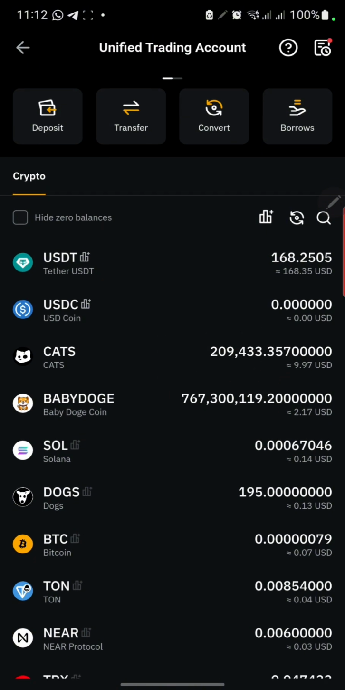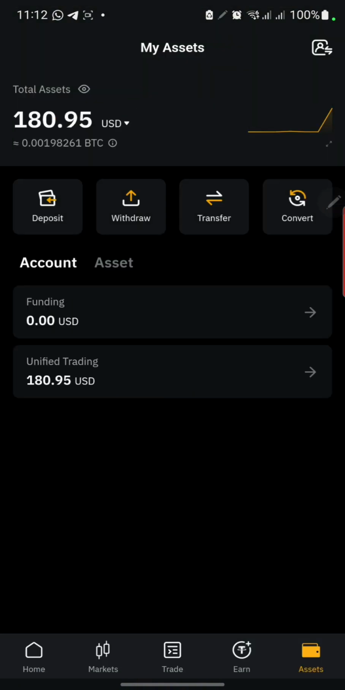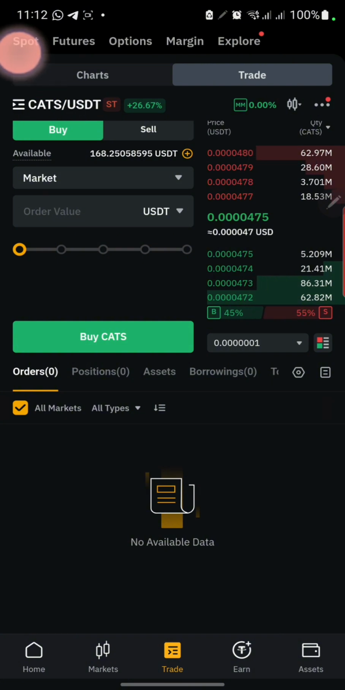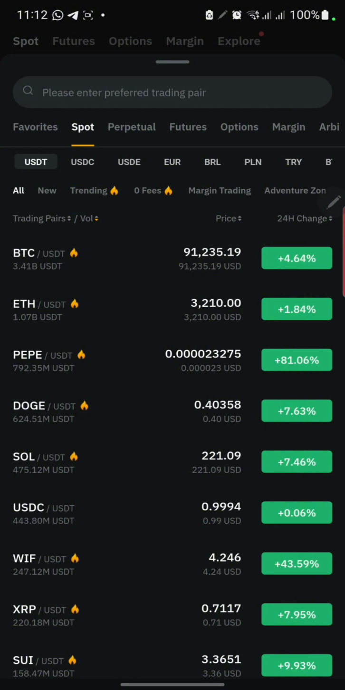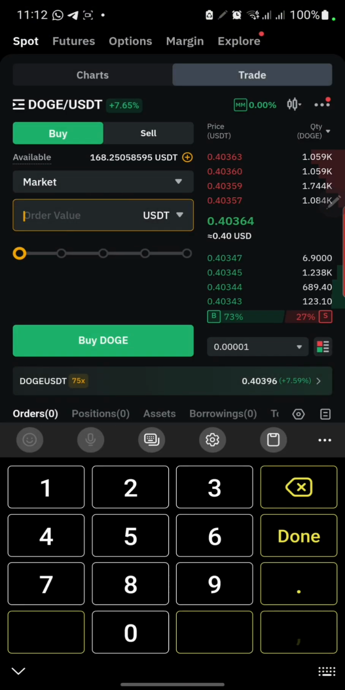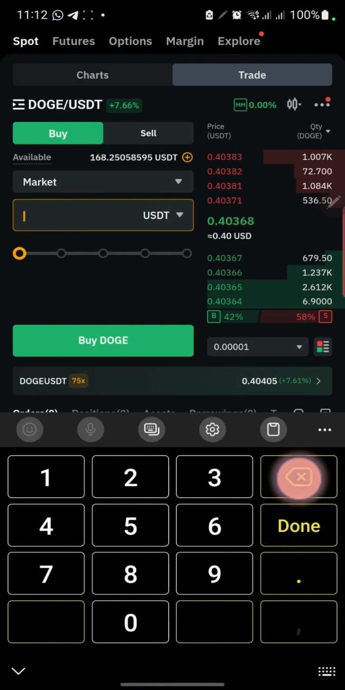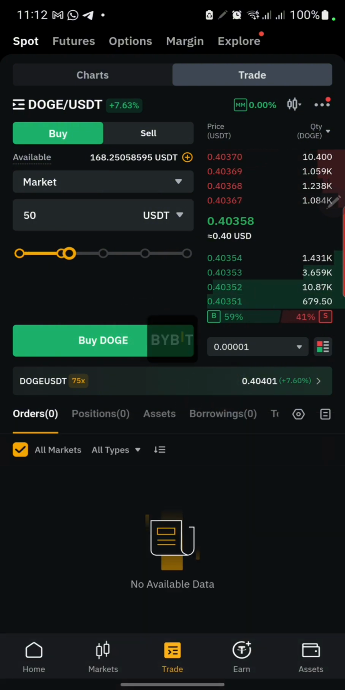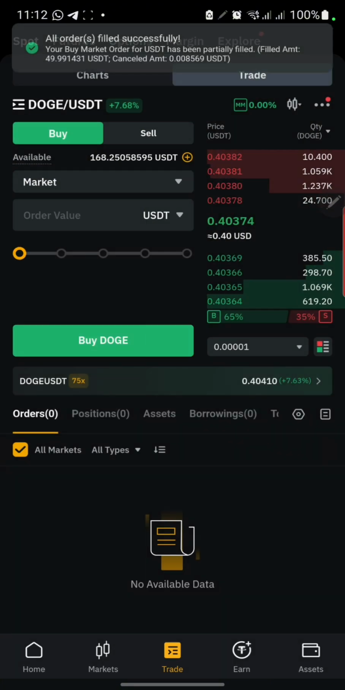Then when it has finally increased and you have enough profit that you wish, you can finally sell. You can buy different kinds of coin on spot trading. Can you see I'm still on spot trading? You can also click here to change to buy, let's say Doge, for example. You are buying $50 worth of Doge. Then you click on buy Doge.